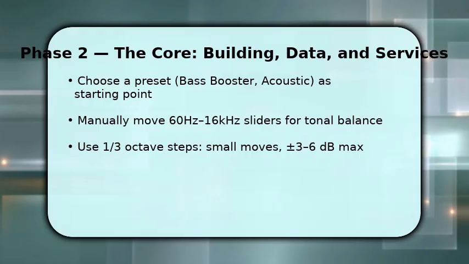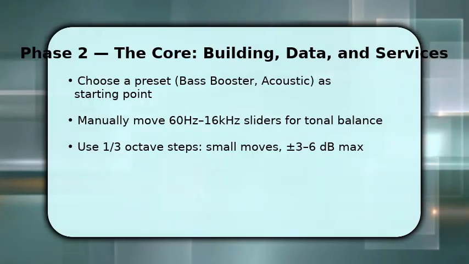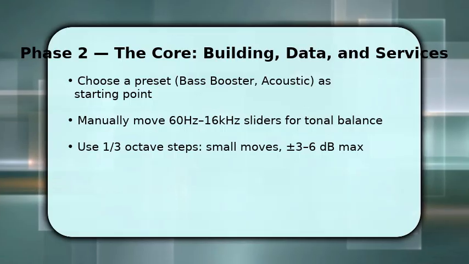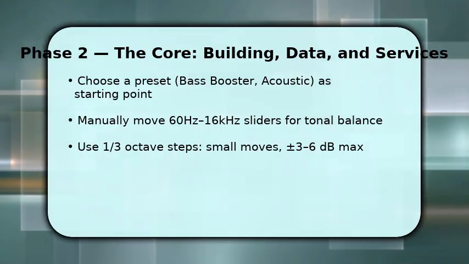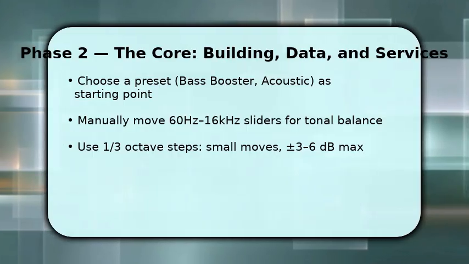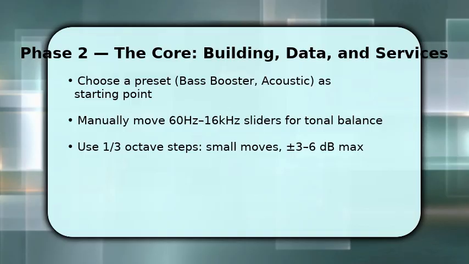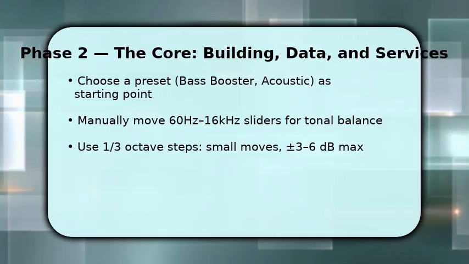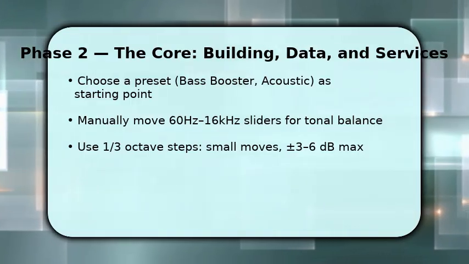Once the equalizer is enabled, pick a preset like bass booster or acoustic to get a baseline. Presets teach you how bands affect sound. Then switch to manual and move sliders across the 60Hz to 16kHz range. Low bands affect thump, mids affect vocals, highs add sparkle.